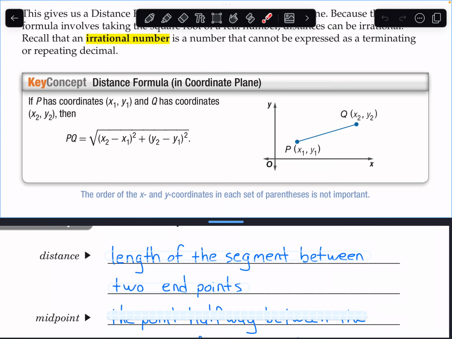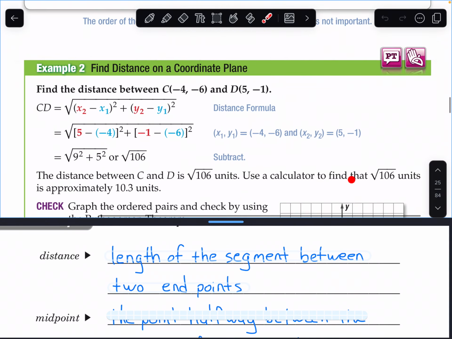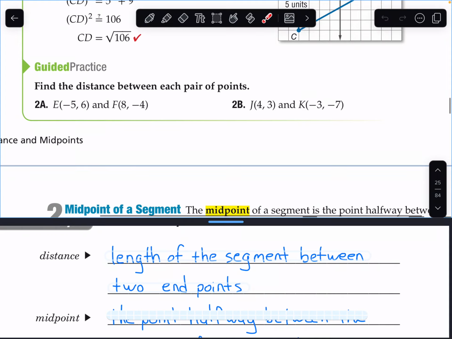So let's put that all together. The distance formula in the coordinate plane for P having coordinates x1, y1, and Q coordinates x2, y2, then distance PQ is the square root of the quantity x2 minus x1 all squared plus the quantity y2 minus y1 all squared. Note that the order of the coordinates within each set is not important, and neither is, of course, the order in the addition there. You could put the y coordinates first if you really insisted. See example 2 for that in action.